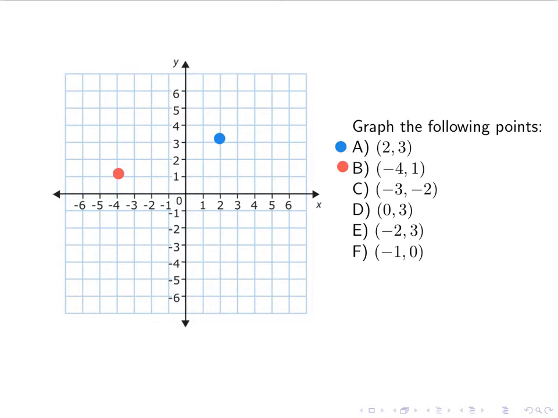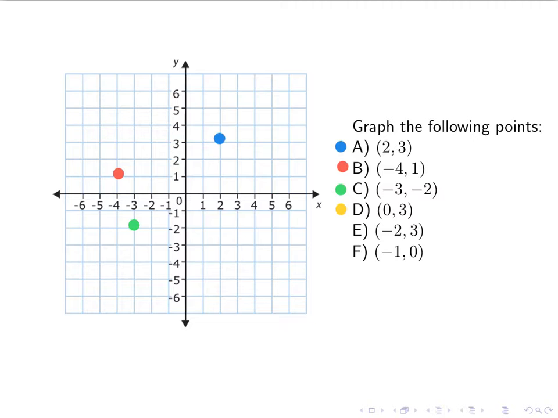For C, we have negative 3, negative 2. So x and y are both negative. That's quadrant 3. So negative 3, negative 2 is right here. Again, x comes first, then y. So you move left and right first, and then up and down.